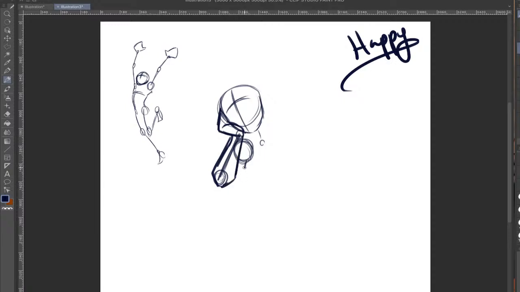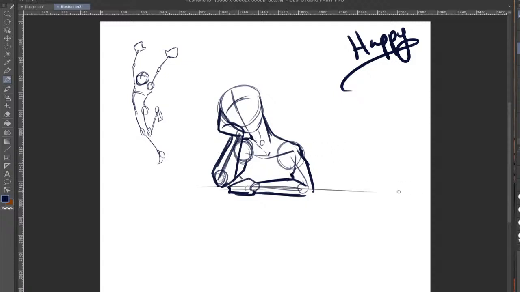Then you can come in and add in the foreshortening on the upper arm. And again down here, it's out in front. So we're going to draw our little hand, draw the forearm, and now we've got somebody who's sitting here a little love struck over something.